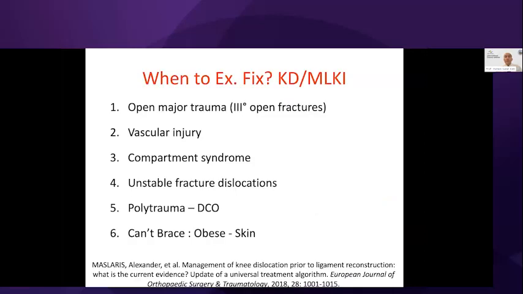So when do we do an external fixator? Major trauma, open fractures, vascular injury, if you have compartment syndrome, very unstable knees, or multiple ligament injuries that are dislocatable. Sometimes you need to do an X-fix, in polytrauma if you need to do a DCO before you manage the knee, and in very obese knees, when they have very big thighs and the brace doesn't do a good job. Then you need to do an external fixator to keep the knee in place till you do your definitive surgery.